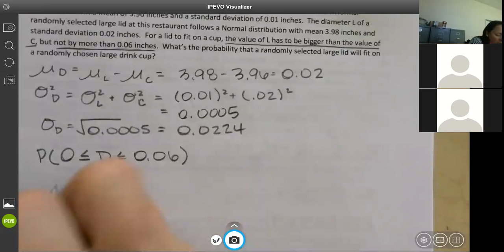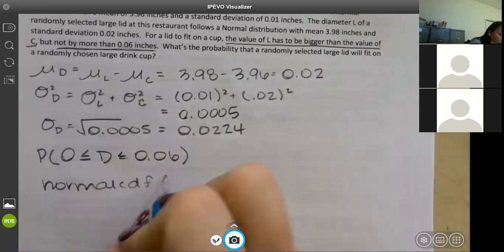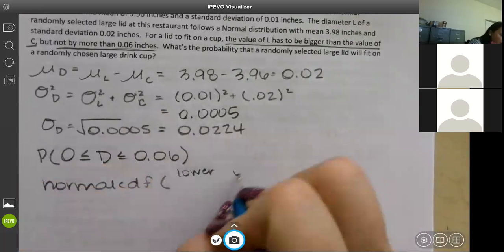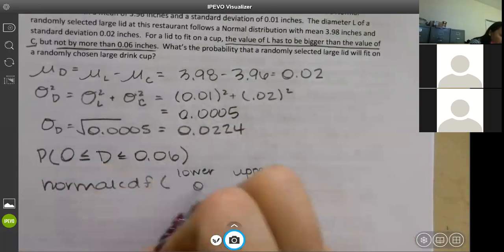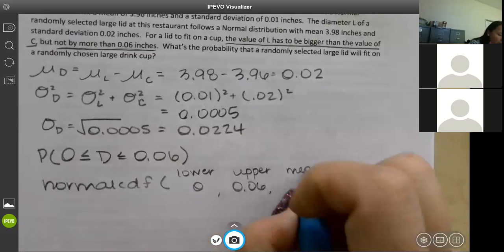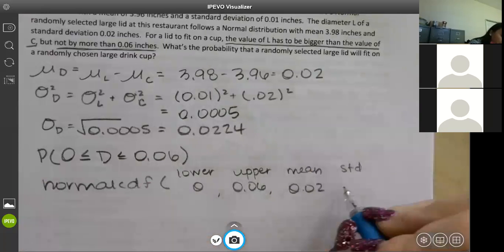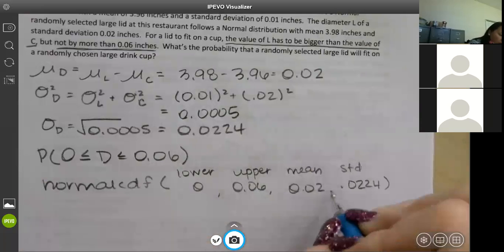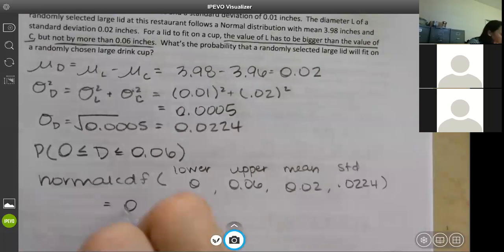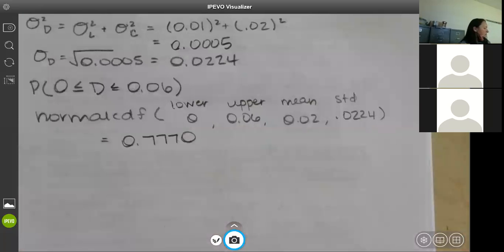So we're going to do normal CDF. What is our lower going to be? 0. What's our upper going to be? 0.06. Our mean, 0.02, and our standard deviation. We're going to put that in our calculator, and we get 0.7770. And then we're going to interpret that, and that's all we're going to do.